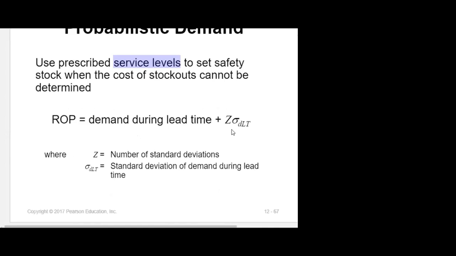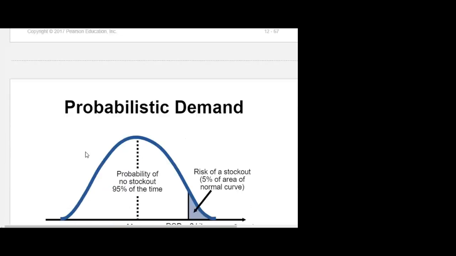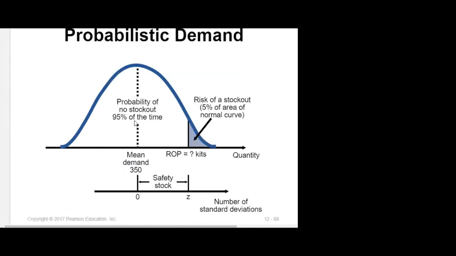So if the standard deviation of your demand during the lead time is provided to you, you can easily just add z times the standard deviation, and that can be the amount of your safety stock. Let's see a few examples.